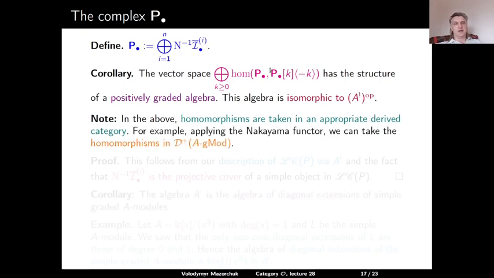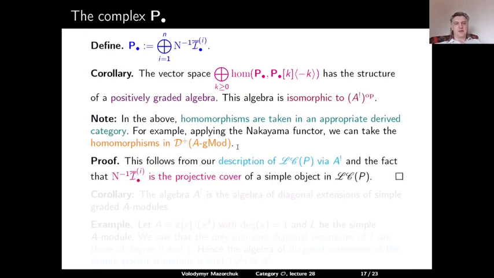So for example, if we consider the definition of P and apply the functor n, we end up in the category of linear complexes of injective modules, so we can take the homomorphisms in the category D plus A gmod. And a little bit about the proof of this corollary. It of course follows directly from the description of the category of linear complexes using the algebra A shriek, and the fact that P consists of projective covers of simple objects in this category.